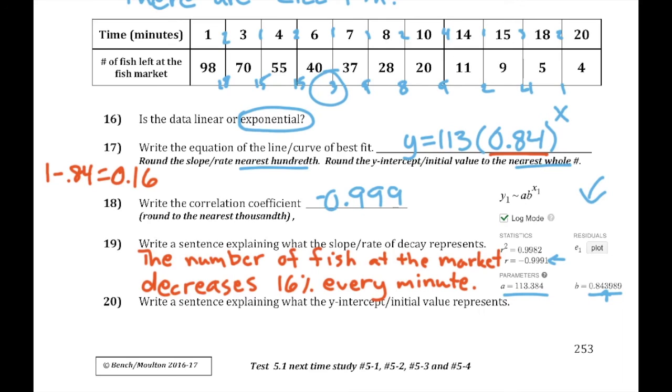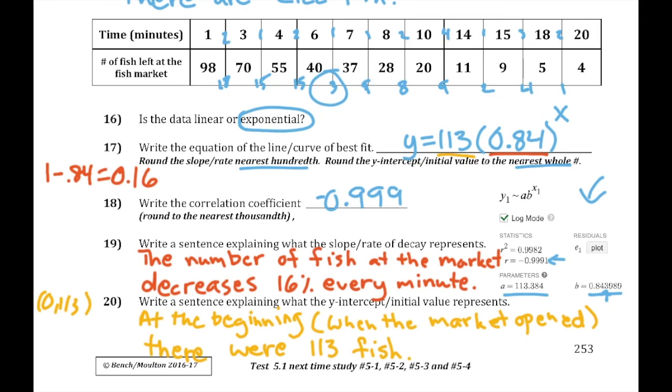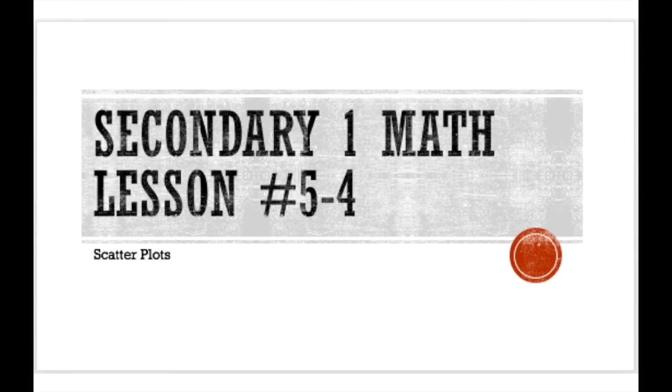Okay, now we need to write a sentence explaining what the y-intercept or the initial value represents. And we found our initial value to be the 113. And so we're saying at 0 minutes, because that's our x value, remember this is a point, so 0, 113. So at 0 minutes, there were 113 fish at the marketplace. Or we could say, at the beginning, or when the market opened, there were 113 fish. This concludes the video of Lesson 5-4 for Secondary 1 Math, Scatter Plots.